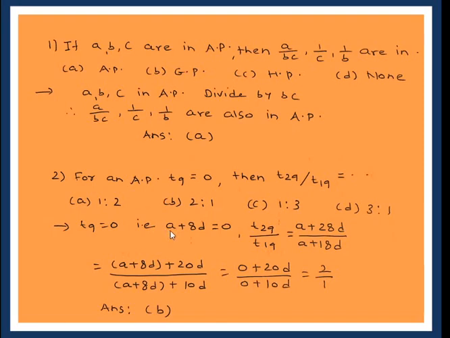Now I have to use the fact that a plus 8d is 0. So I rearrange the terms in numerator and denominator to get this. So replace this by 0 to get 0 plus 20d upon 0 plus 10d. So what is the final answer? 2 is to 1, which is given in option B.